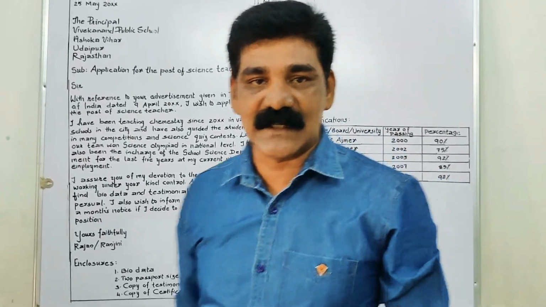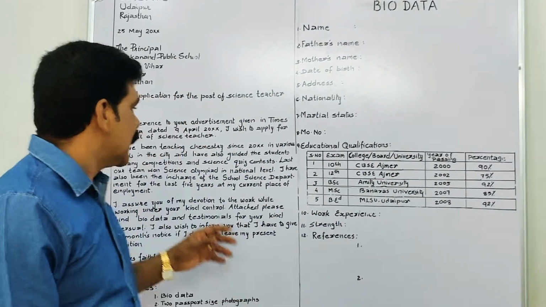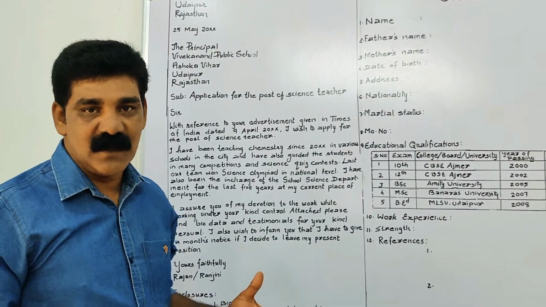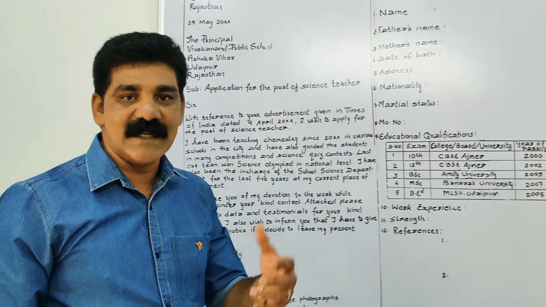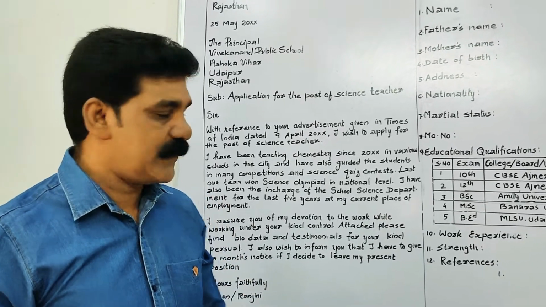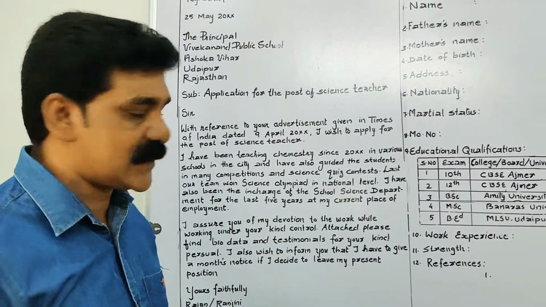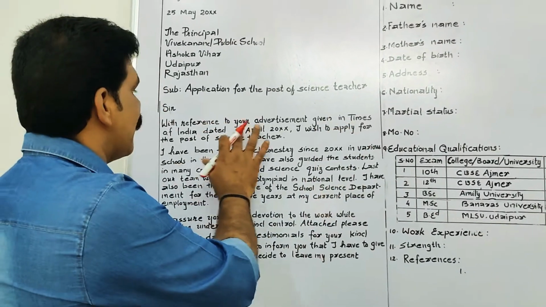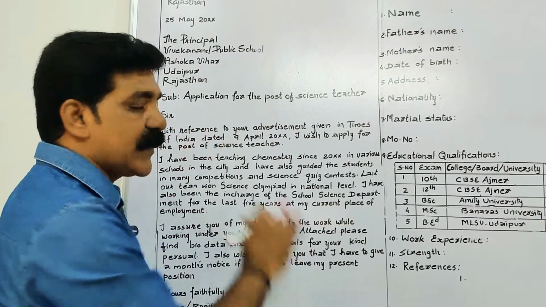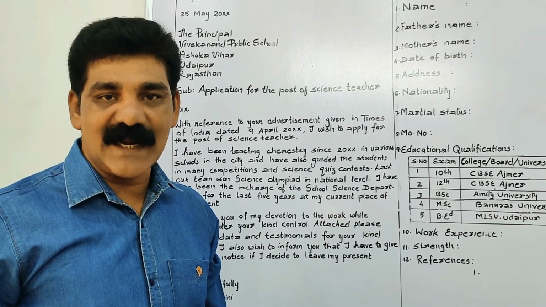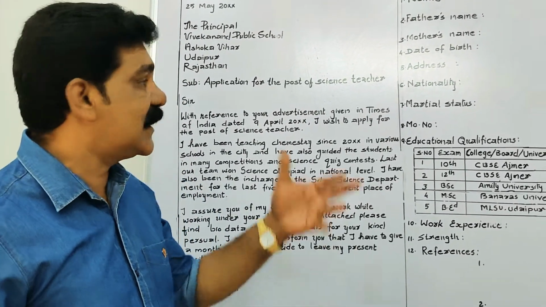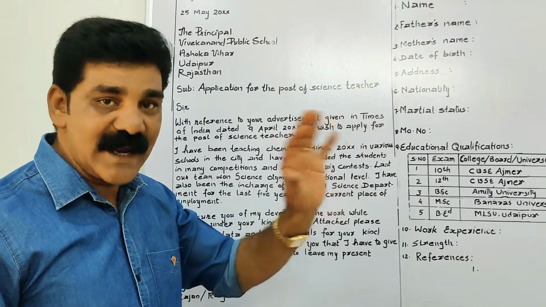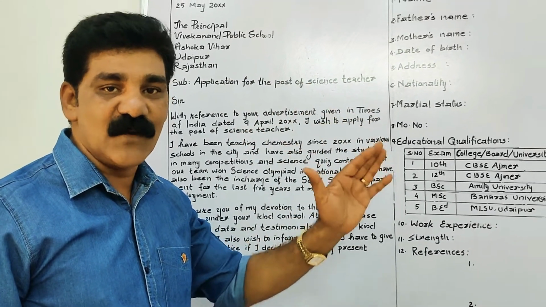When you start the letter, take care, dear students, give a reference where you have seen this advertisement or how did you come to know that there is a post vacant in that school. So you have to mention it first. And I have written it as an introduction. With reference to your advertisement given in Times of India. Sometimes in the question it will be given as local daily. Some students used to write local daily in the receiver's address. Don't write the name or title of a newspaper.